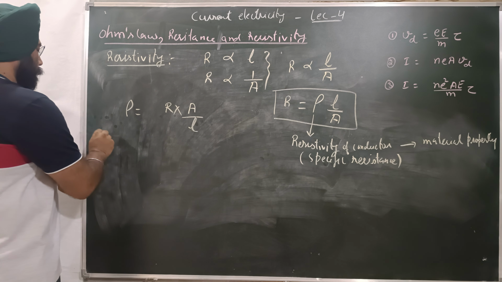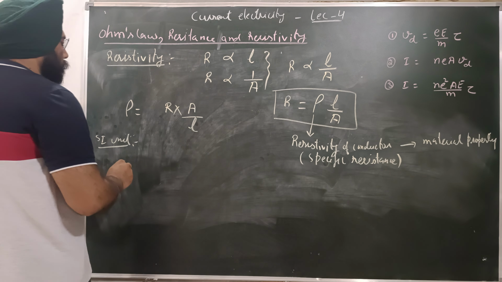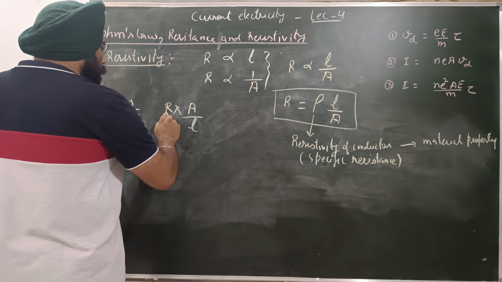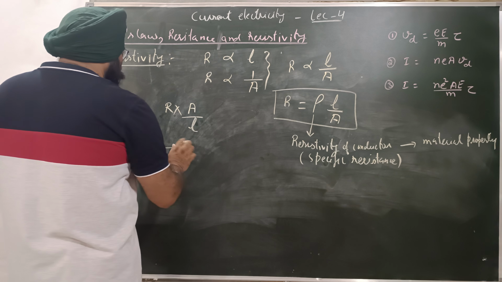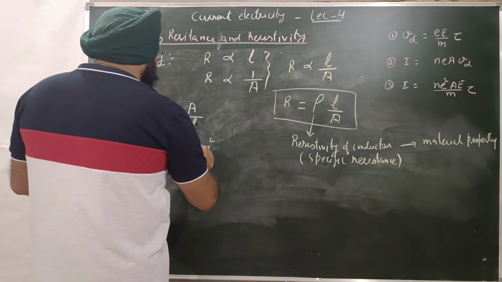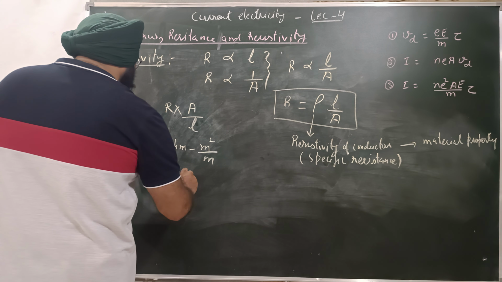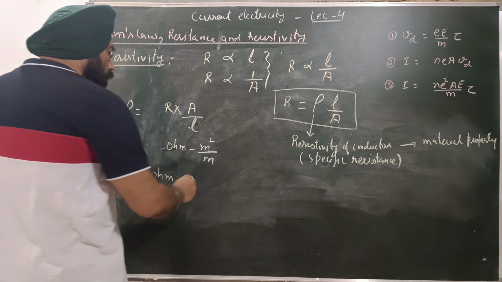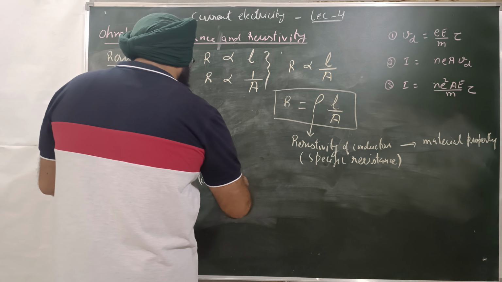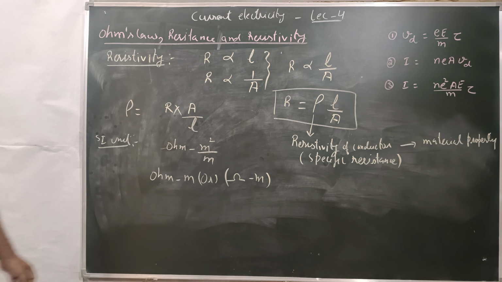Now its SI unit. Since resistance is measured in ohm, area in meter square, and length in meter, its unit is ohm meter. So ohm meter is its unit. Please make a note of this also.